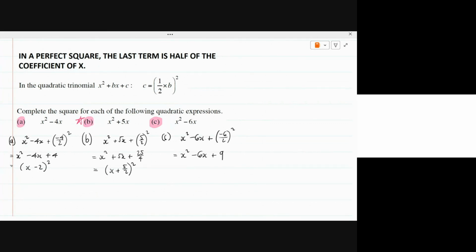You guys will note that the answer that I put over here is the answer that I get inside the bracket over there. Same with this one over here. When I put my perfect square together, I'm going to fetch it from over there. -6 divided by 2 is -3, all squared. All right, thumbs up. Everybody here with me?